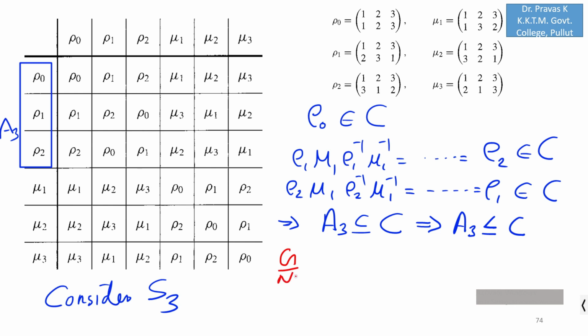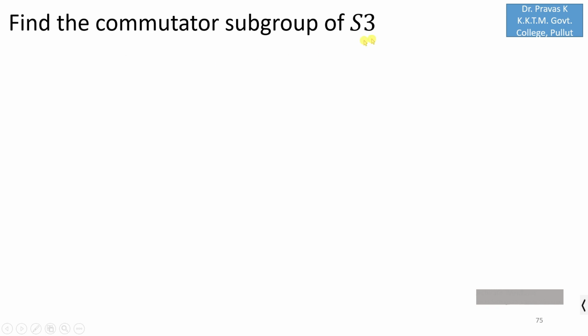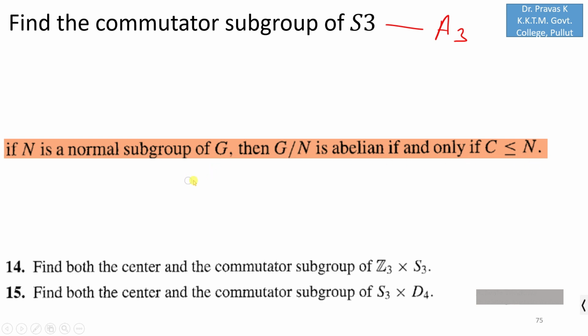Now we already know a theorem, that G over N is abelian if and only if the commutator subgroup is a subgroup of N. Now here if I replace N with A3, since A3 is a normal subgroup, you can have G over A3 is abelian, and that is true, and you can have C is a subgroup of A3. So from these results you can have C is equal to A3. Thus we have the commutator subgroup of the group S3 is A3, and we used the previous theorem to compute the commutator subgroup.